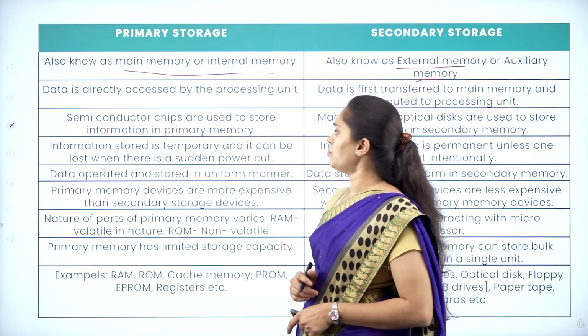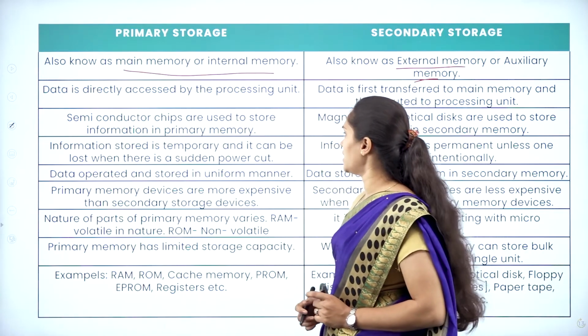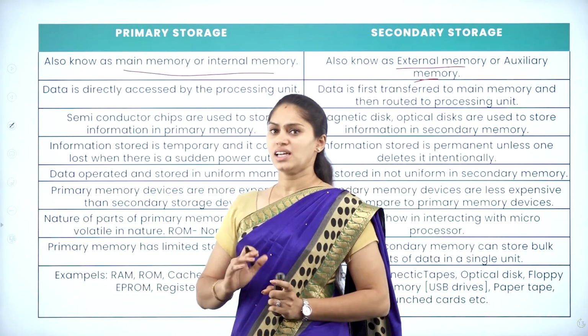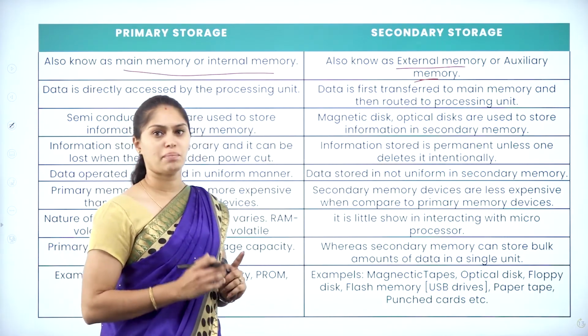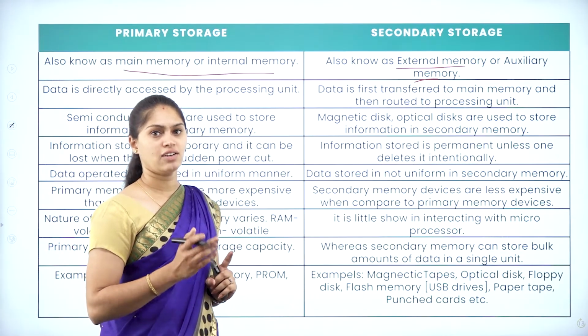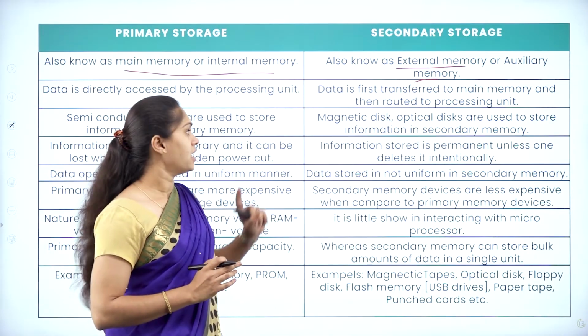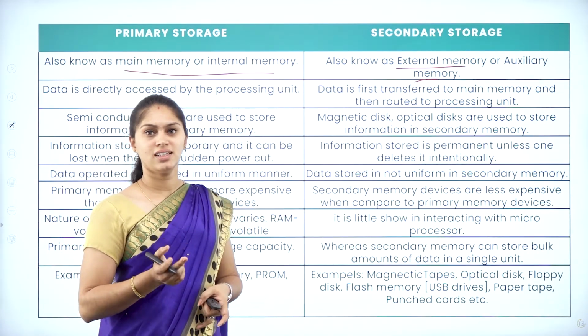So that is the second point. Data is directly accessed by the processing unit. But if the data and instructions are in the secondary memory, then that must be transferred to the primary memory first. Then the CPU will have control and process the data.